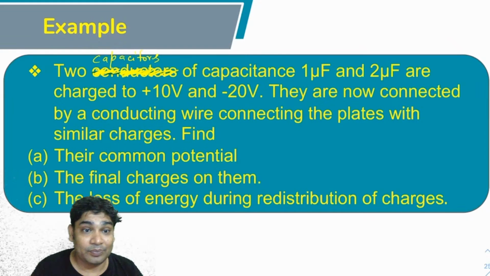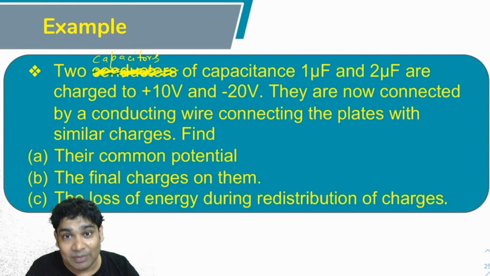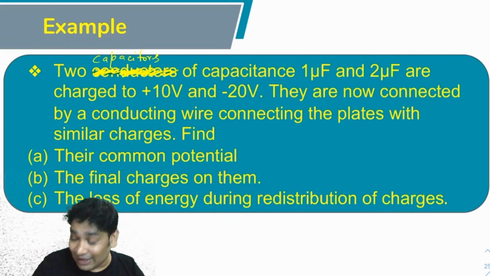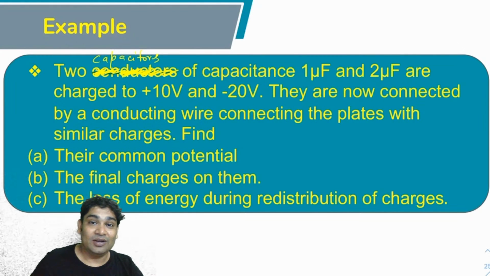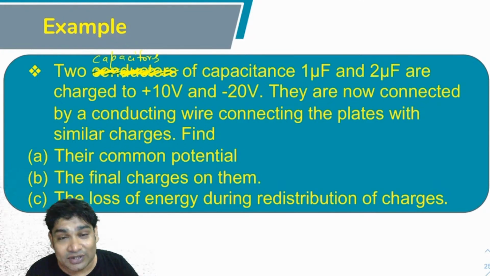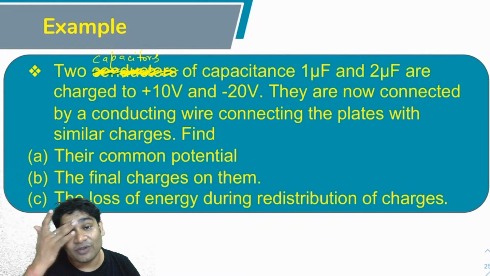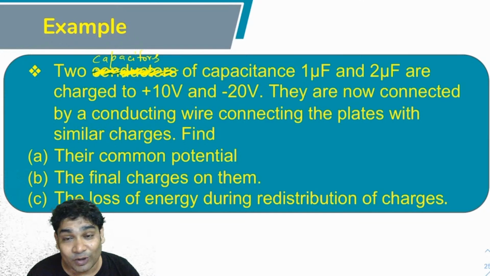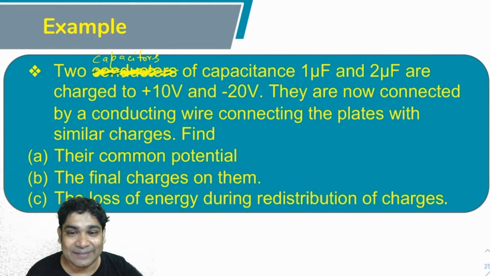So give this problem a try. Remember what I just told you, that the potential would be the same and the net charge would be the same. Use conservation of charge, and use the fact that these two capacitors would acquire a common potential. You will get two equations, you have only two unknowns, you will be able to solve this easily.